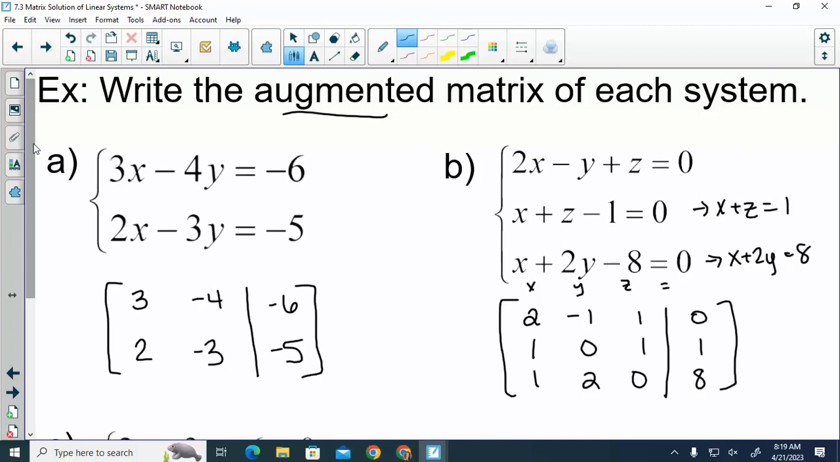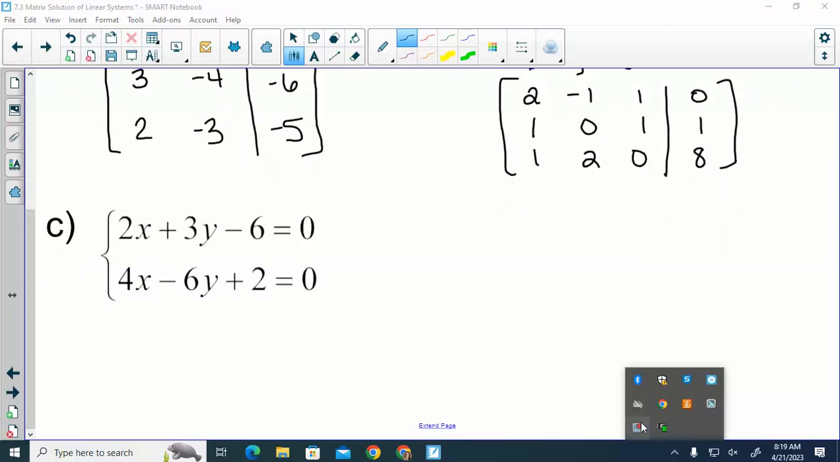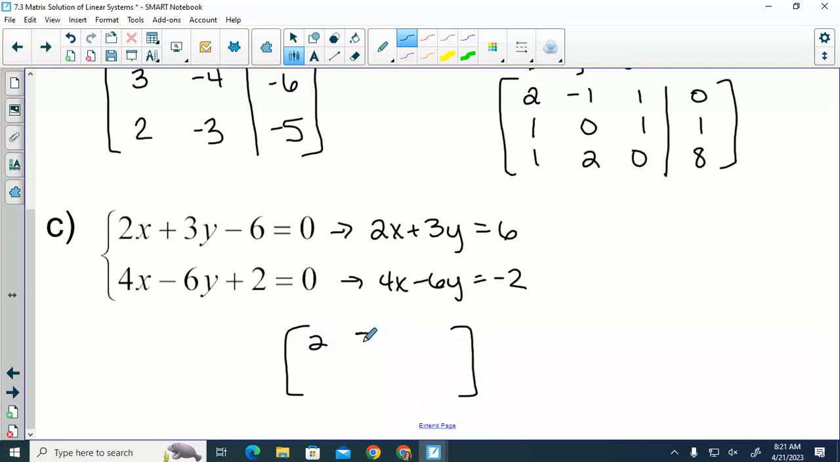Okay, you guys try the next one on your own. So just take a second and write the matrix for me. So in an augmented matrix, the constant has to be on the side of the equal sign by itself. So my equations are basically 2x plus 3y equals 6, and 4x minus 6y equals -2. Since the only variables I have are x and y, you only have to have columns for x and y. So this would be 2, 3 equals 6, 4, -6 equals -2.